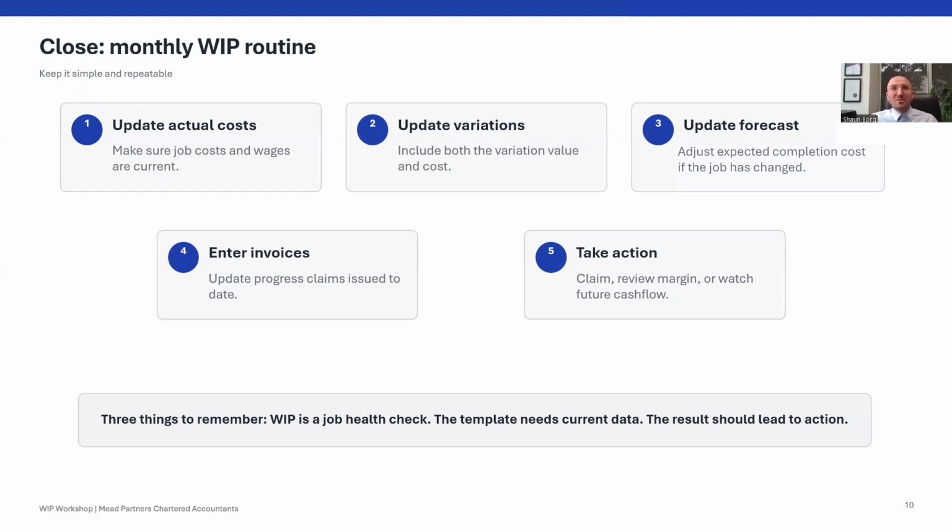Most jobs that I review, like 9 out of 10 of them, probably even more to be fair, are always running negative WIP until they get to the end of the job.